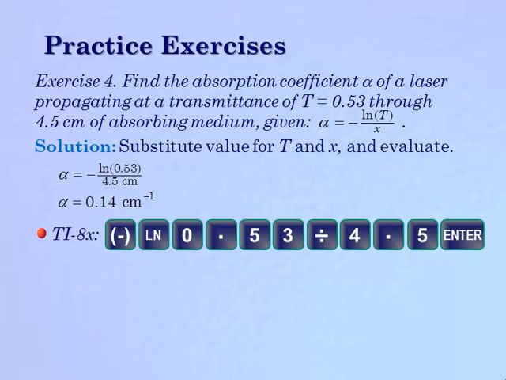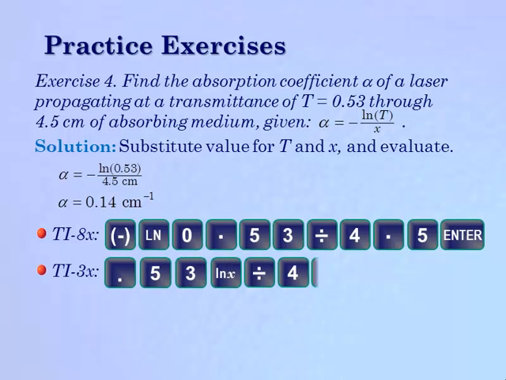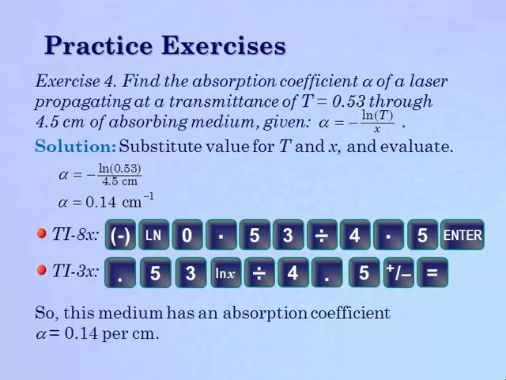And similarly on a TI-30 series, you enter the number, the contents of the natural log first, and then operate on it with the natural log function and divide it by 4.5, and then you have to change the sign and then press equals. So this medium has an absorption coefficient of alpha equals 0.14 per centimeter.